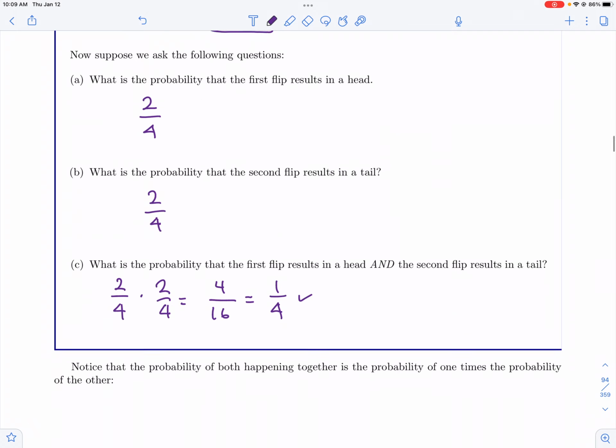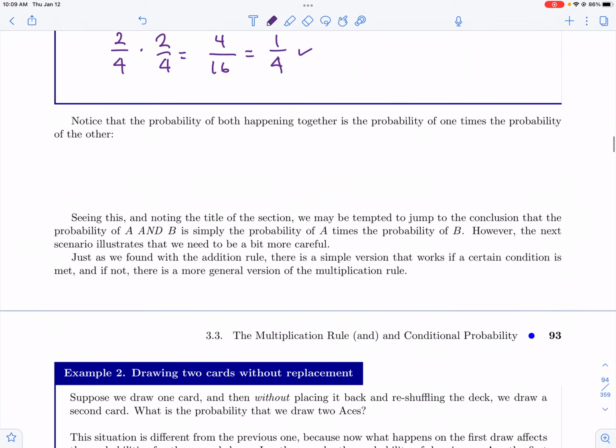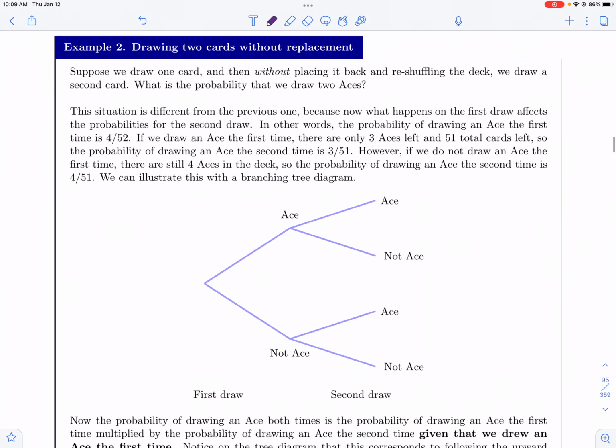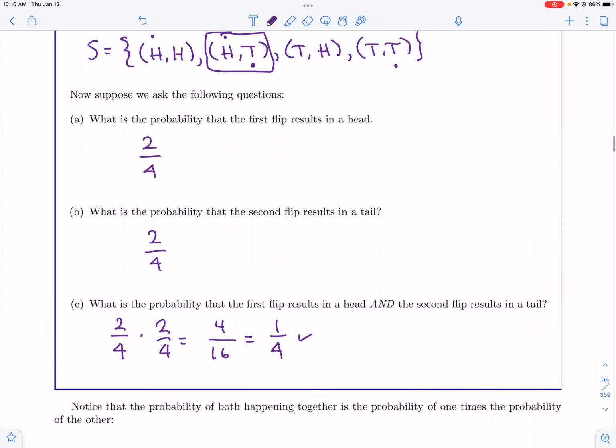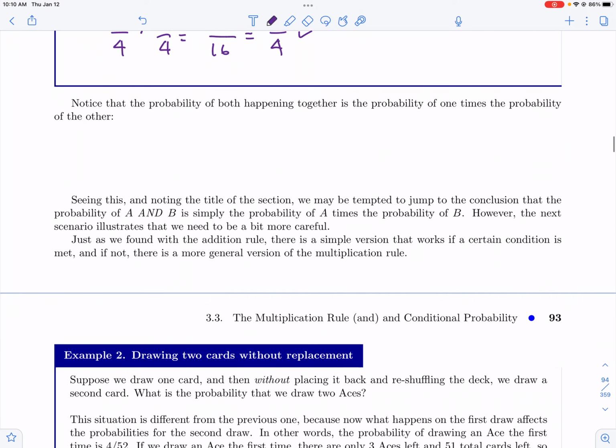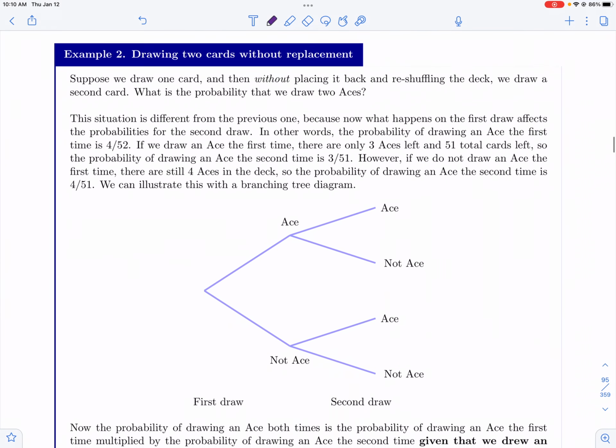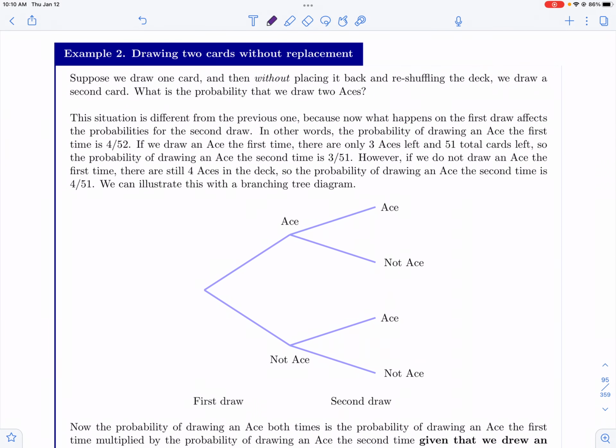All right, so let's take a look at another way that we can think about these, using a little tree diagram. So if we're trying to draw 2 cards without replacement. Notice above, this was flipping coins. Our multiplication rule is going to be similar to our or rule in the fact that there are 2 scenarios that we're looking at.